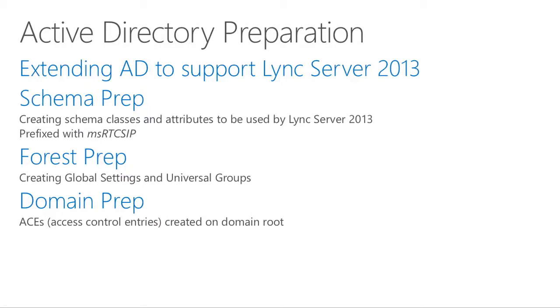So I wrote a blog post a couple of years ago about safeguarding this process and being able to roll back, because usually you can't roll back a schema extension. It's a one-way type thing. So this is common across most Microsoft products. Whenever you do Exchange, you do a schema prep for Exchange and other ones as well, System Center. And then the last 2 steps are a forest prep, where Lync goes off and creates global settings and universal groups, and domain preps, where access control entries are created on the domain root.